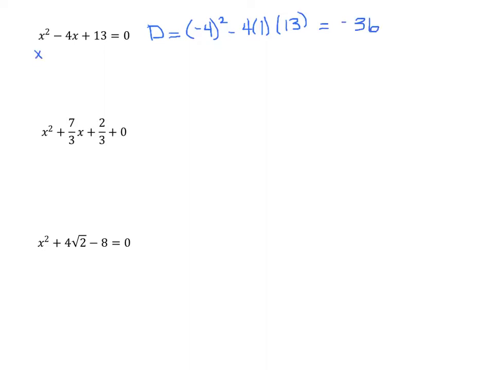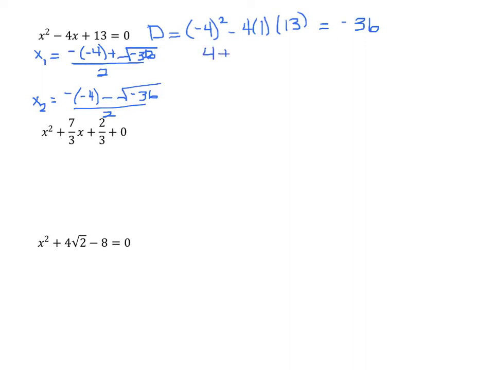So when we look at our roots, we have negative b plus the square root of negative 36 over 2, and negative b minus the square root, that's a 36 by the way, of negative 36 over 2. So this becomes 4 plus 6i over 2, and 4 minus 6i over 2.